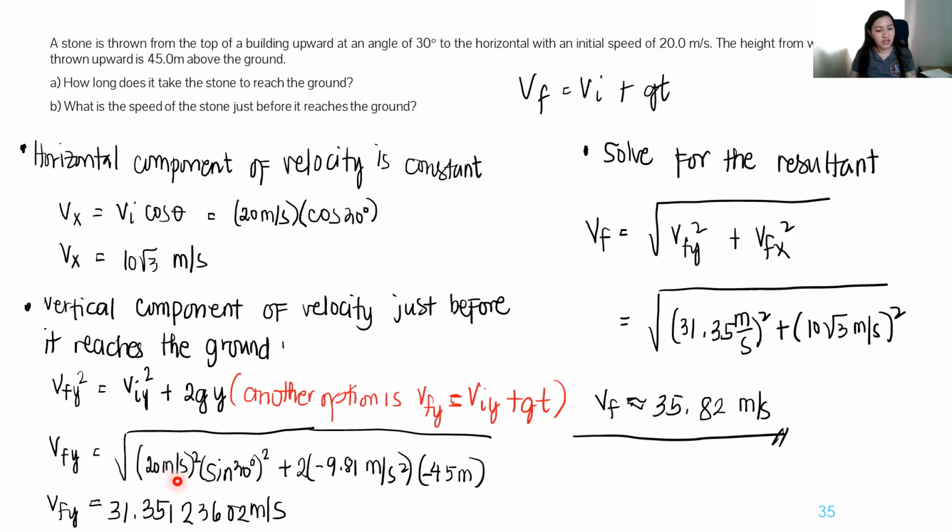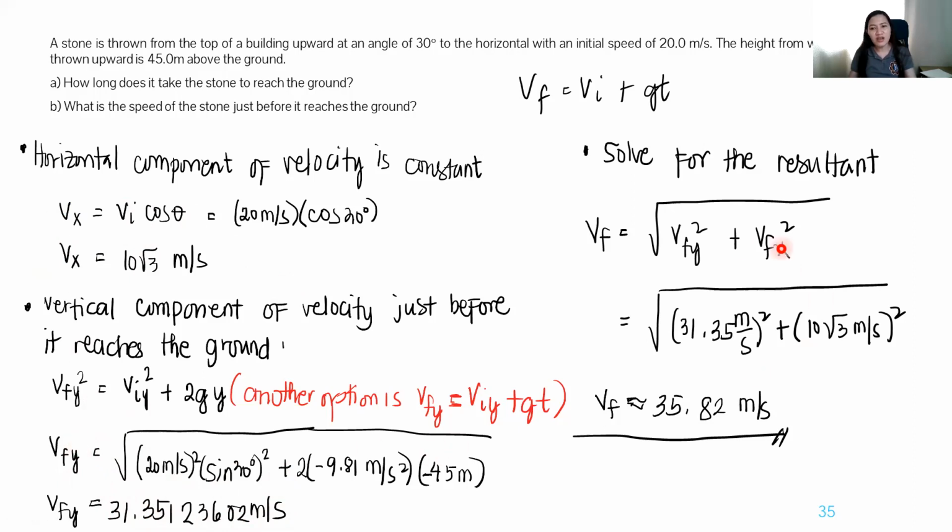So the vertical component of our initial velocity is 20 sine 30, raised to the power of 2, plus 2 times g, which is negative 9.81 meters per second squared, and y is now negative 45 meters. Again, it's negative 45 because it is below our reference point, below the top of the building. Solving using our calculator, we'll be able to come up with this value: 31.3512360 meters per second.